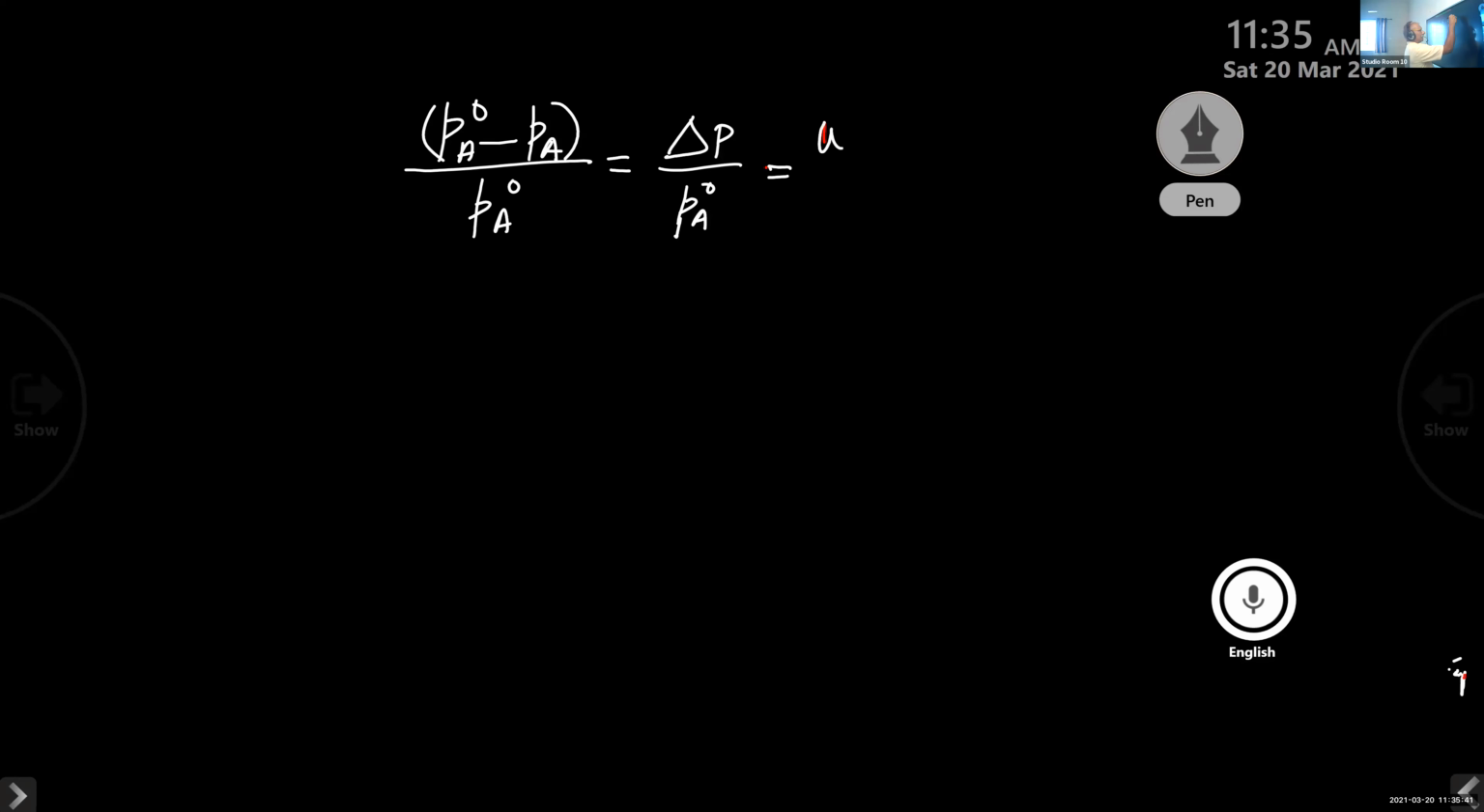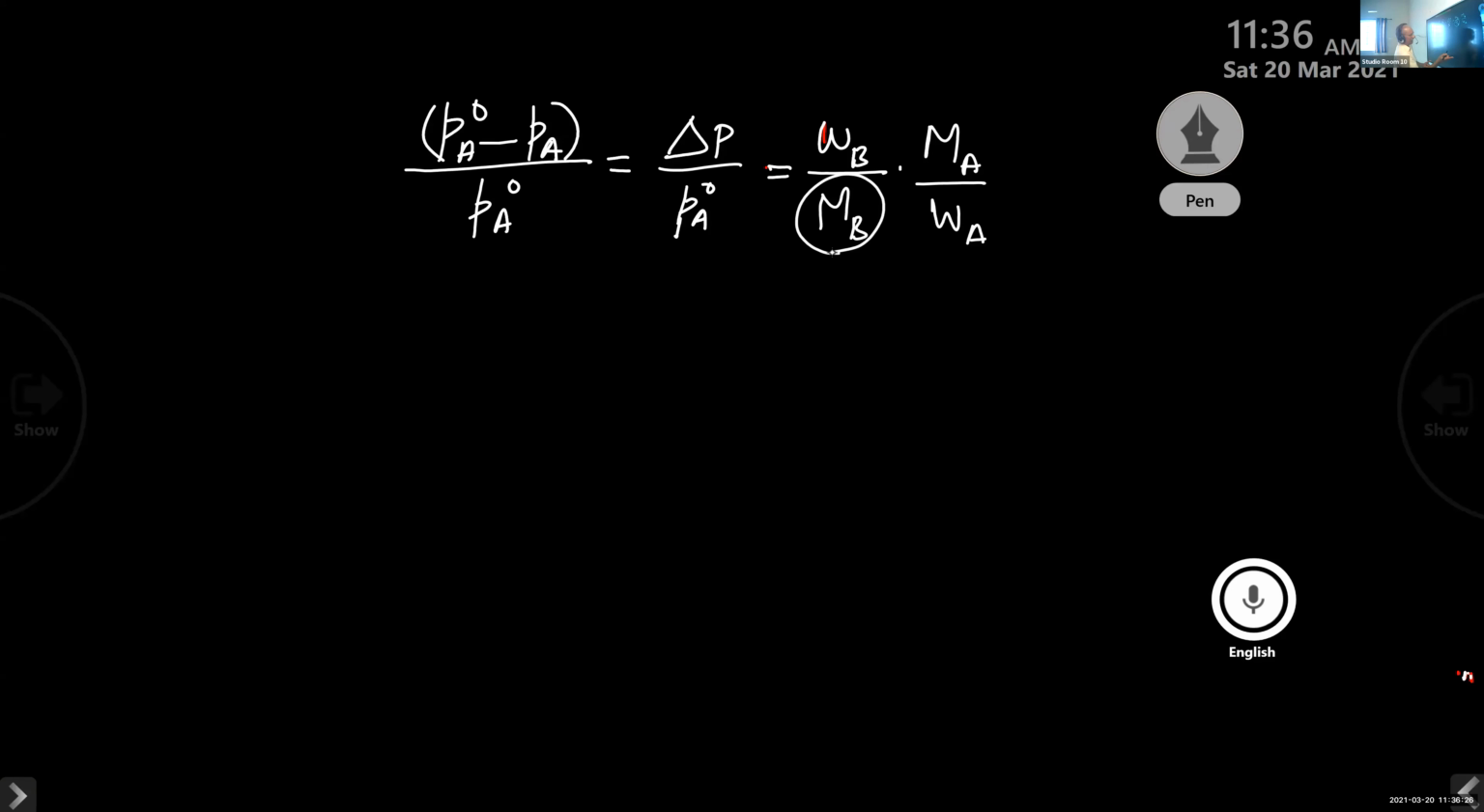For XB, that is WB by MB into MA by WA. We had a relation like this. For XB, we had a relation WB by MB into MA by WA. From that, we can find out the molecular mass of the solute. So you can write this final value.